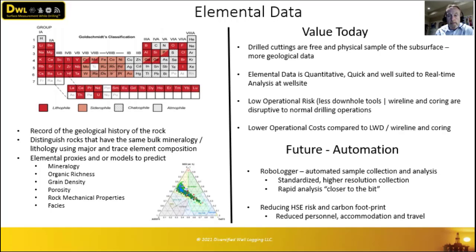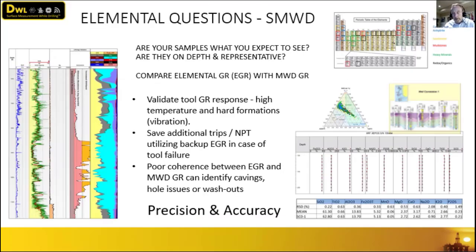We also believe very much that the future is automated, and so I'm going to talk a little bit about what we call RoboLogger to get higher resolution depth collection even at very high ROPs. And in doing so, we can significantly reduce operational risk and cost, and also reduce the carbon footprint. So several benefits to this particular data set.